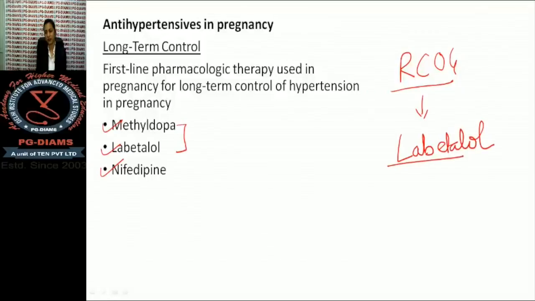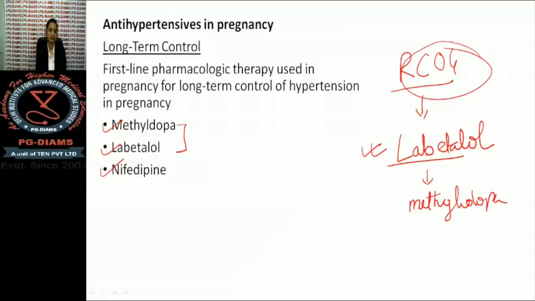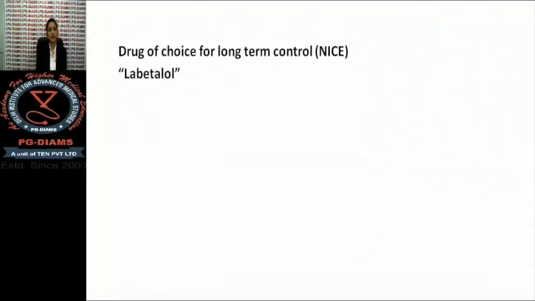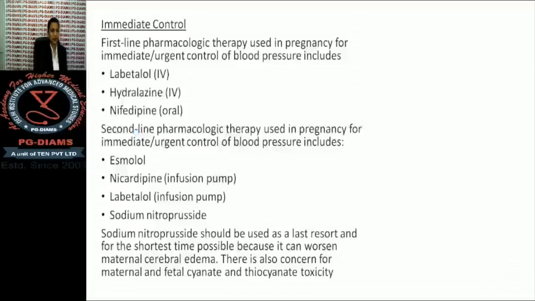labetalol for long-term control. If you cannot use labetalol, if the patient does not want to use labetalol, then you will use methyldopa. If there is any contraindication to labetalol, then you will use methyldopa. Otherwise, your drug of choice is labetalol according to RCOG. So these are the drugs for long-term control. Drug of choice for long-term control according to NICE and RCOG is labetalol.